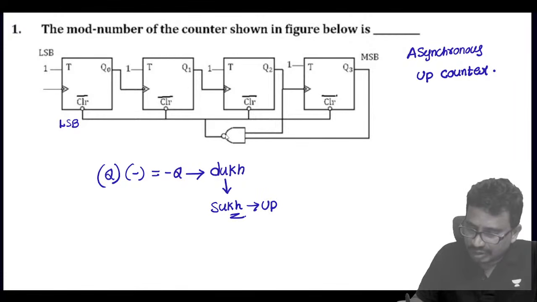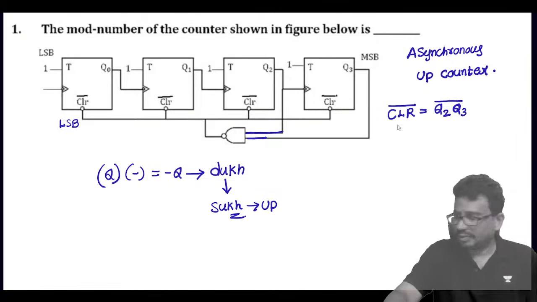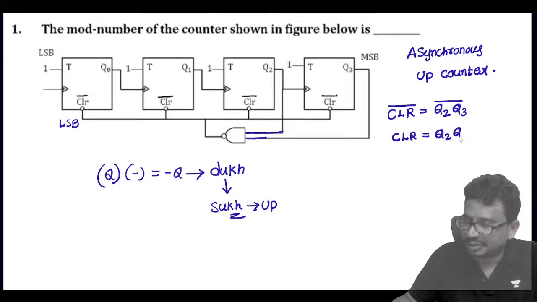And you can see now clear. So these bubbles are there. Now the bubbles will cancel here. CLR clear bar is equal to what they have given here. This is Q2 and Q3 given, so this is Q2 and this is Q3 bar. So then what will come? CLR is equal to, you tell me now, Q2 and Q3.